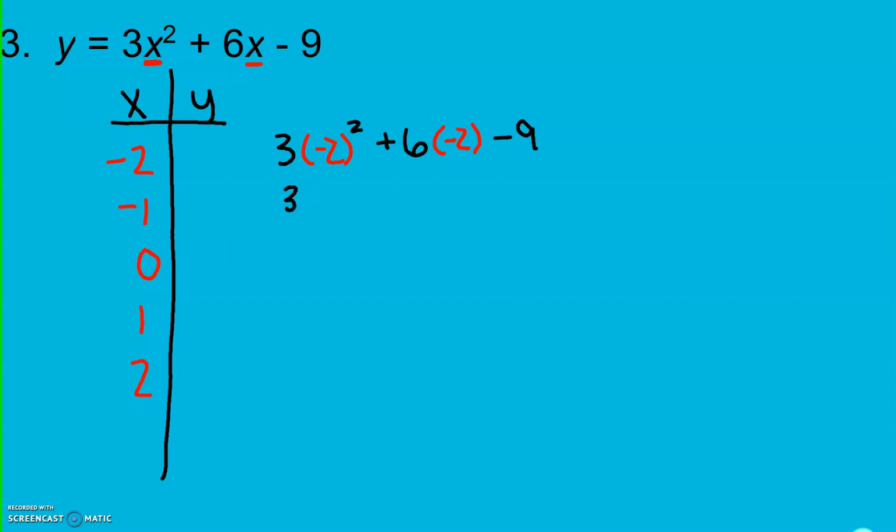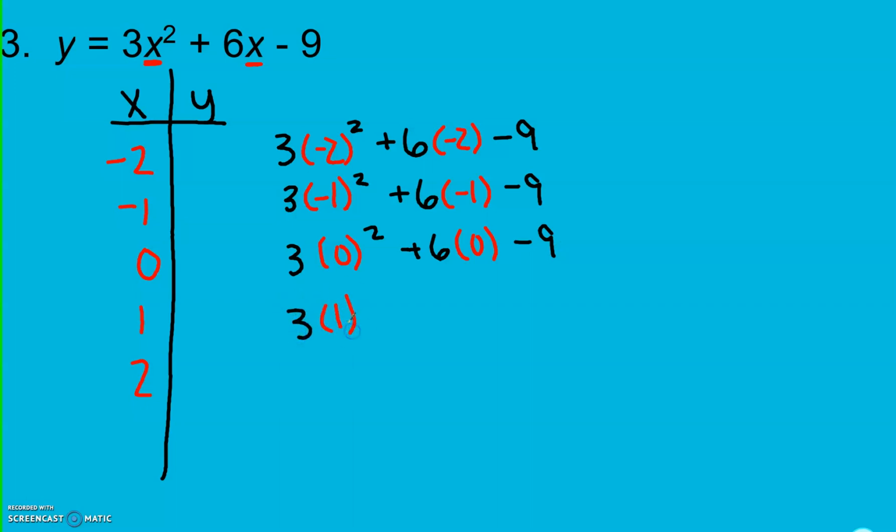I'm going to take 3 times my x value, squared, plus 6 times my x value, minus 9. Take 3 times my x value, squared, plus 6 times my x value, minus 9. I'm going to take 3 times my x value, which here is 1, squared, plus 6 times my x value, again here is 1.